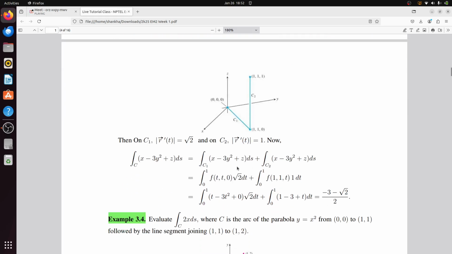So next, x minus 3y square plus z. Here, instead of x and y you need to put t, and z you need to put 2, because on the C1 curve your x is t, y is t, and your ds is square root of 2 dt. Then from 0 to 1 you have f(t,t,t), so you put 1 minus 3 times 1 square plus z. Instead of z you put 2, and ds you put 1 dt. And then these are the two simple integrations. Minus 3 minus square root 2 divided by 2.